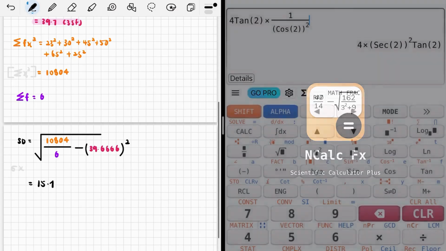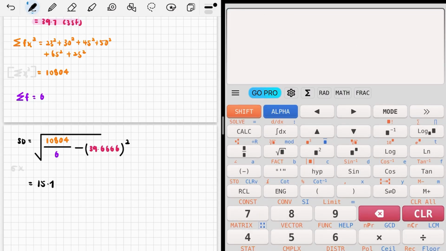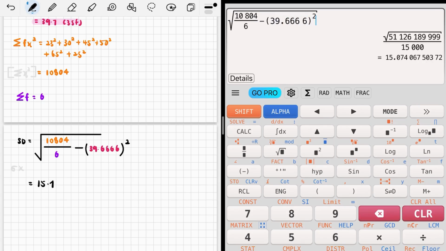Very quickly, just check, because the 15.1 is from my calculator when I did the standard deviation cheating method, right? Alright, so this one is 10804. This is 6 minus, the minus must be inside, square of this one there. You should get the same thing. Alright, so once you get the same thing, then you are very safe already.